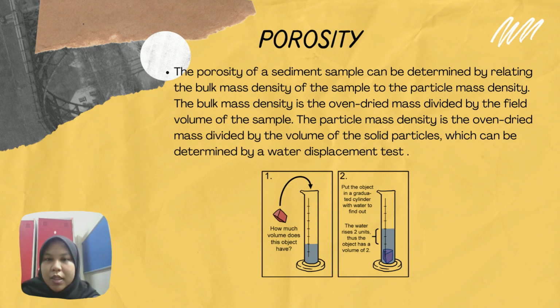Next, porosity. The porosity of a sediment sample can be determined by relating the bulk mass density of the sample to the particle mass density. The bulk mass density is the oven-dried mass divided by the filled volume of the sample. The particle mass density is the oven-dried mass divided by the volume of the solid particles, which can be determined by a water displacement test.